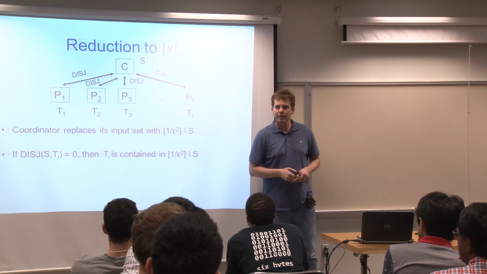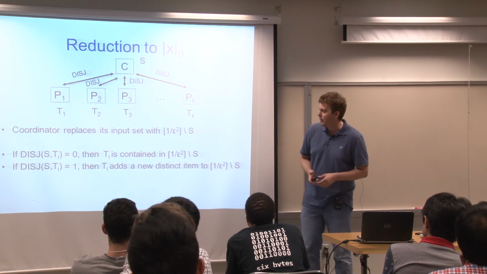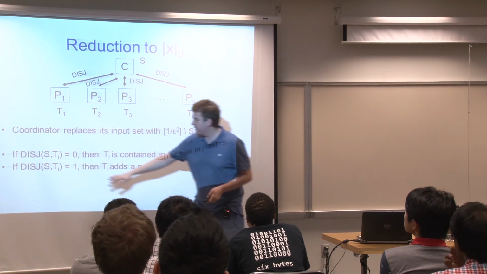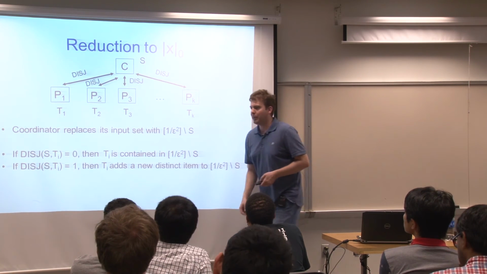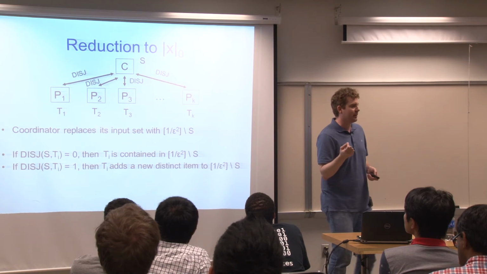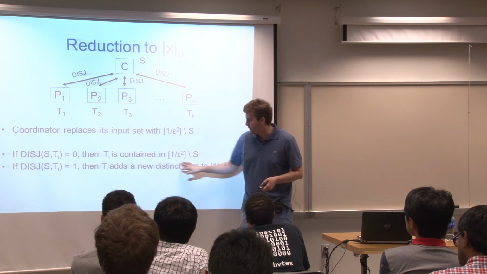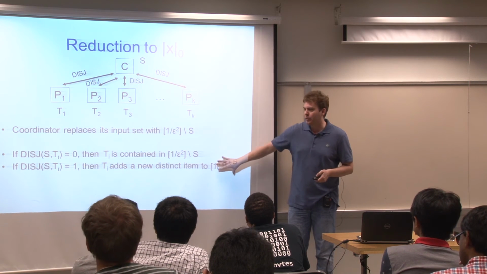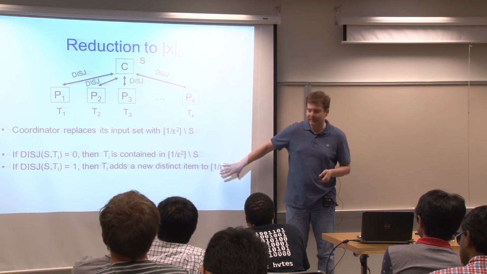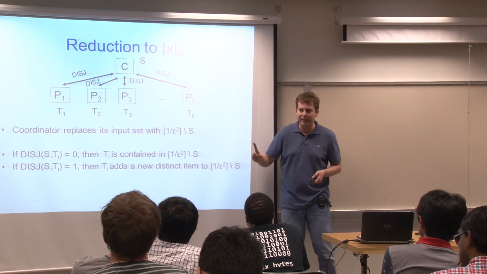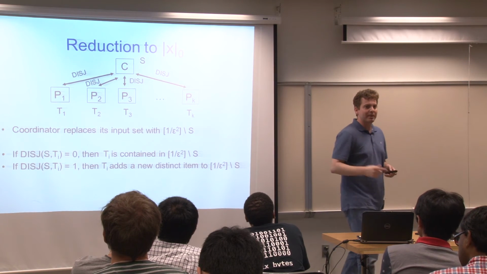Is it clear? On the other hand, what happens if S does intersect Ti? We said in our promise they intersect uniquely. In that case, Ti is going to add a new distinct item to what's already there, because it's not entirely contained in this complement. There's one item that's not there. So one new distinct item gets introduced.